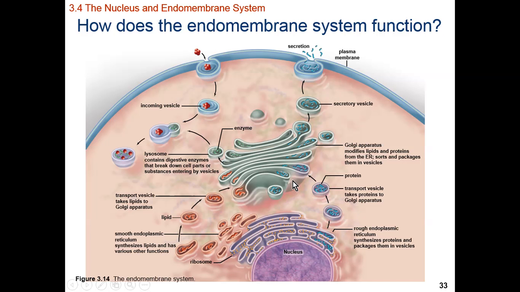At the Golgi apparatus, those lipids and proteins are processed and repackaged. Some of those proteins are going to be packaged and sent through a secretory vesicle to the cell membrane or plasma membrane, where the proteins are going to be secreted via exocytosis. Sometimes those proteins and lipids are packaged up to make a lysosome, which is a digestive organelle, and that lysosome fuses with any incoming vesicles to digest the molecules in that vesicle so they can be used by the body.